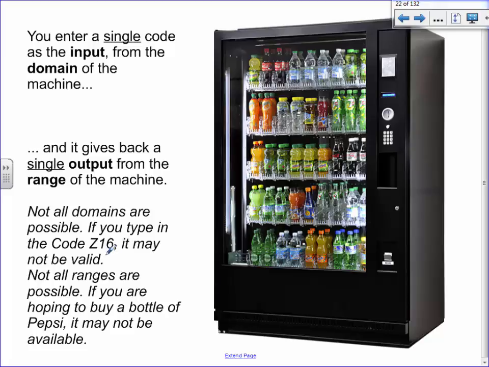So domain is what you input. Range then is what you output. And not all ranges are always possible. On this particular vending machine, if I want to get out a Pepsi, good luck. Because it doesn't have a Pepsi in there. Does that make sense? And so try as I may, if I try typing in every single code possible, A1, B1, C1, A2, D5, right? If I want to try to get out a Pepsi, I don't believe this machine sells Pepsi.